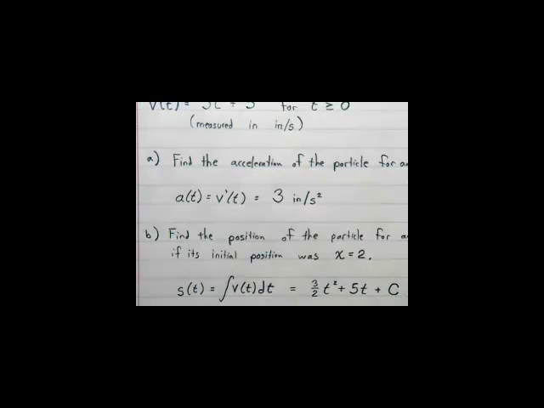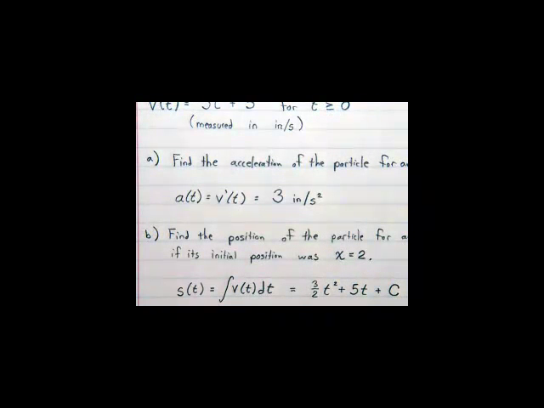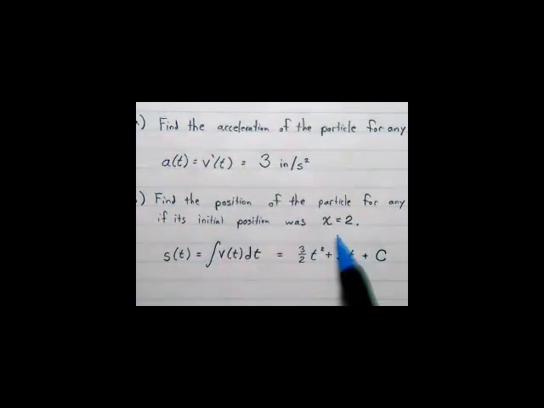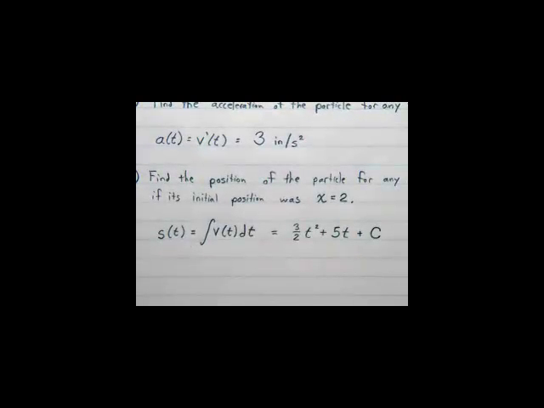Yeah, we'll put the plus c for now, but yeah, it's going to be plus 2. So, yep, 3 halves t squared plus 5t, and then we got this constant. All right, now I had this extra information on here. I said the initial position was x equals 2. So that means that the position of this thing is supposed to equal 2 when time is 0, right?